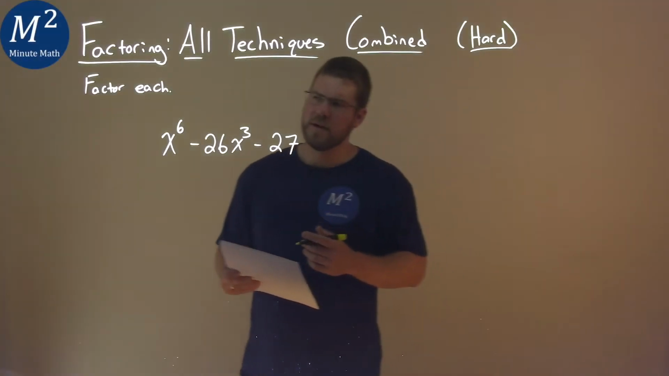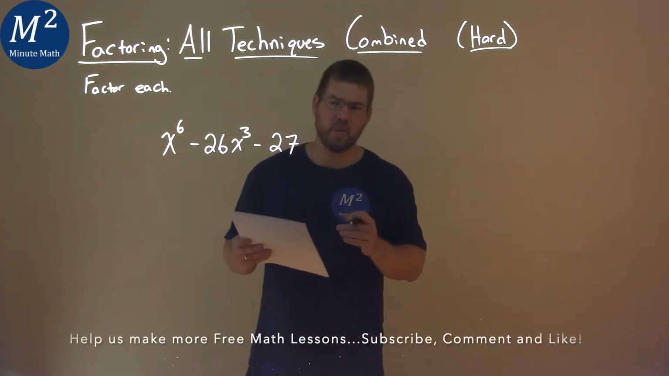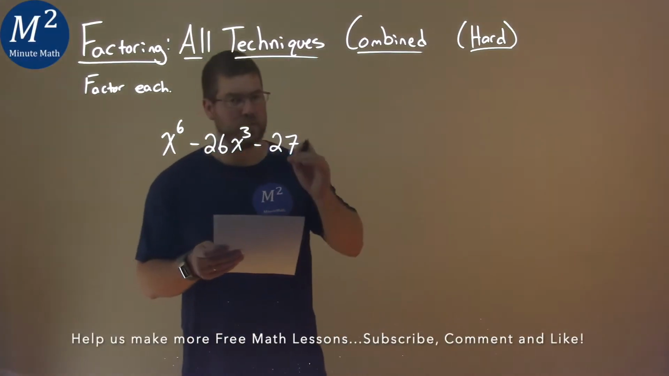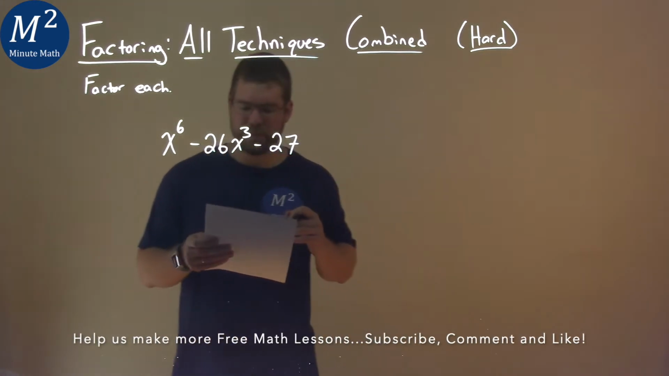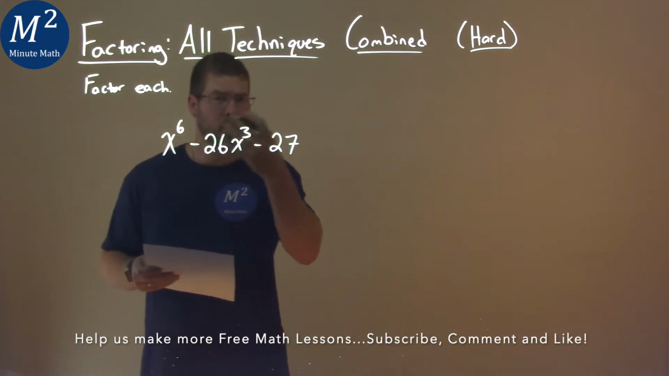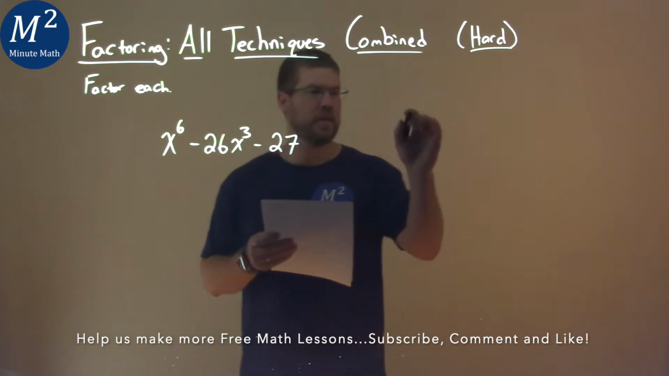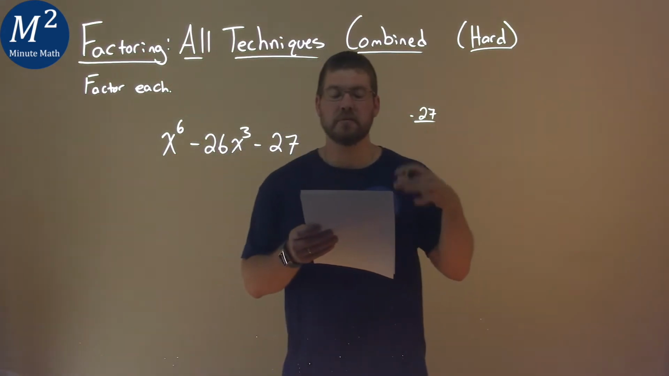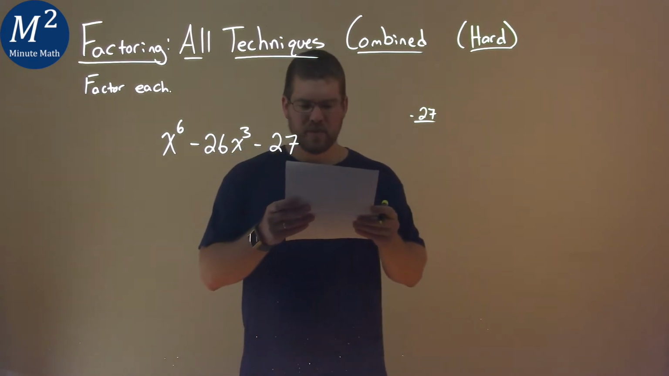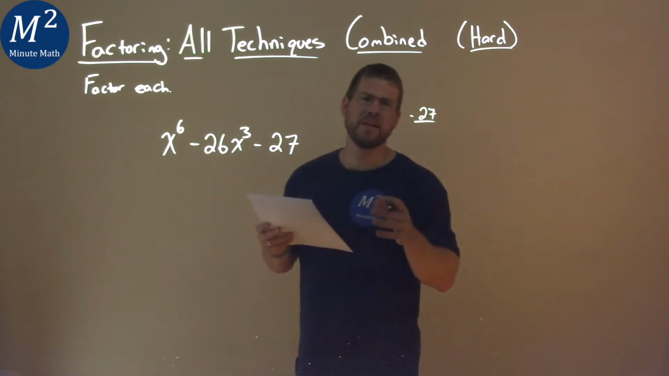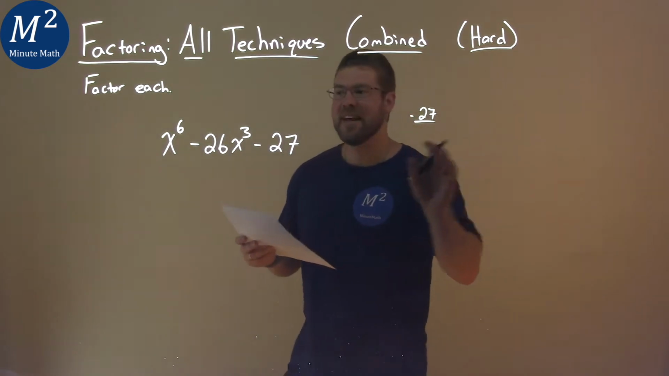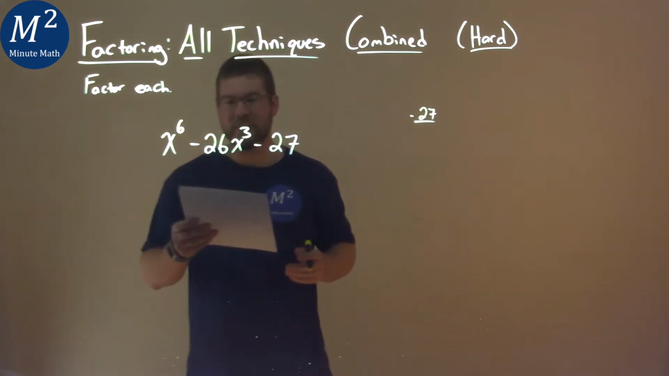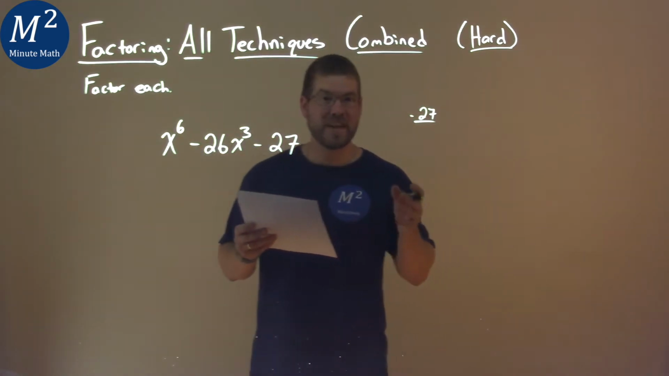We're given this problem right here. x to the 6th minus 26x to the third power minus 27. And we've got to factor this. Well, we can see that this is in quadratic form. So we take our c value, negative 27, and we find two numbers that multiply to be negative 27. And we want to find two numbers that multiply to be negative 27 and add to be negative 26. And that one's actually kind of easy.